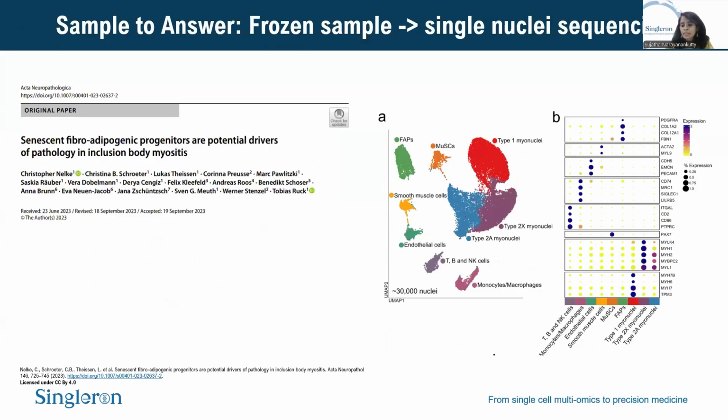Here's a publication that was interested in looking at muscle tissue. They did single nuclei, and you can see that it gives you the same kind of data. You can do your UMAP and find out the different cell types in your sample, and then do other analysis, just as you would do for a single cell setup.